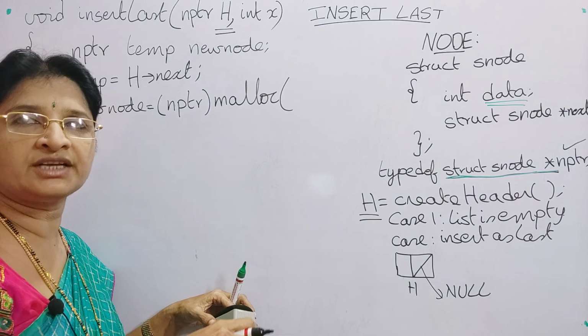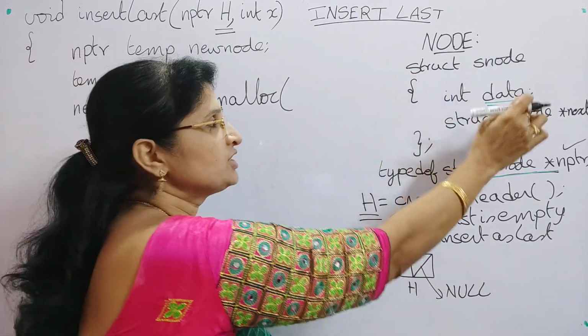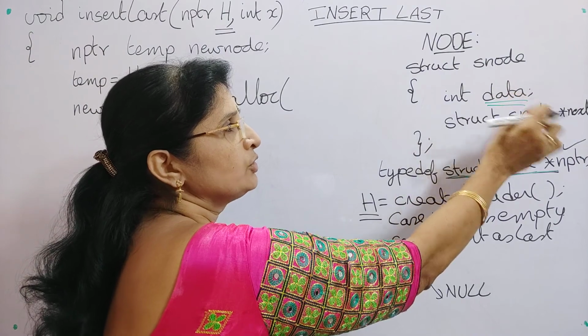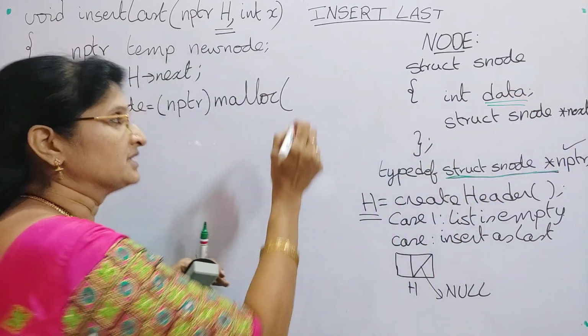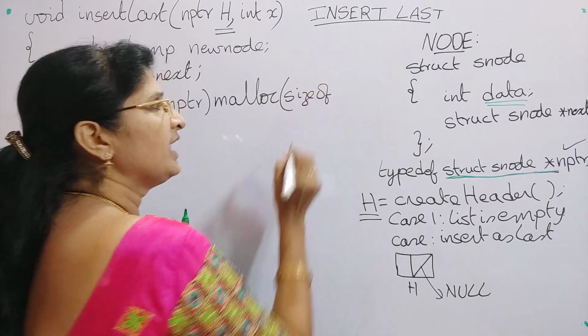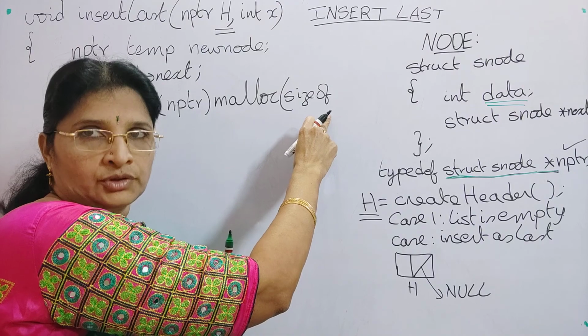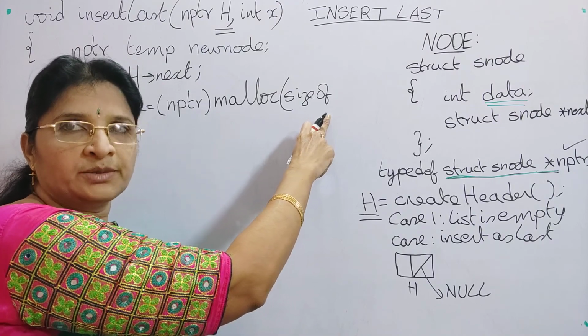Here, how much memory is required for us? The size occupied by struct s node. How much size is required? 2 bytes plus 2 bytes, 4 bytes. So here we can know the value directly, but in C language we have an operator called sizeof to return the size occupied by that particular data type.